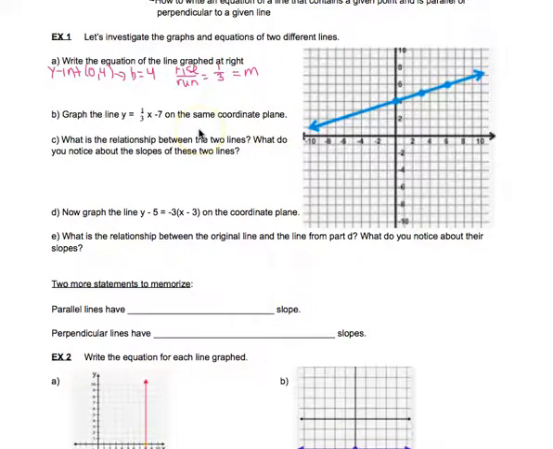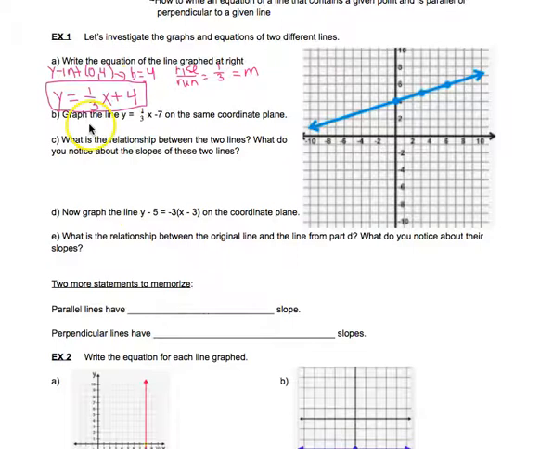Remember to use your common sense, a visual check, that this is a positive number that I wrote down for the slope, and this line does rise to the right. So that checks out. When I go to write the equation, using slope-intercept form, y equals mx plus b, my m is 1/3, so 1/3 x plus b, my b is 4, so plus 4. So this is the equation of my line that I have graphed there.